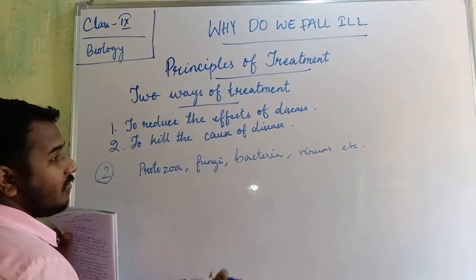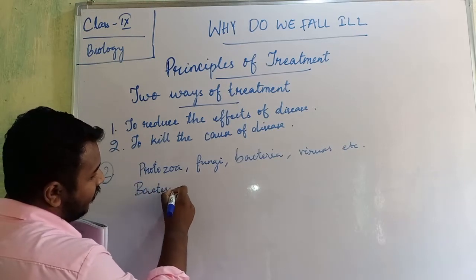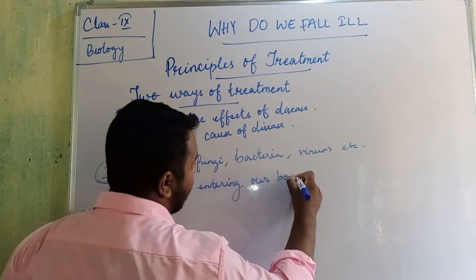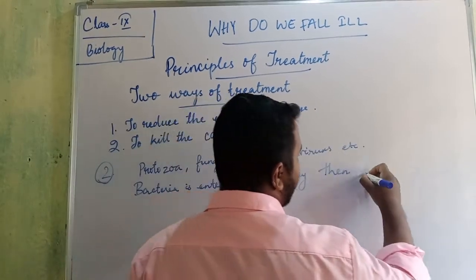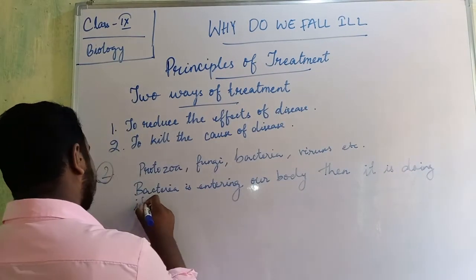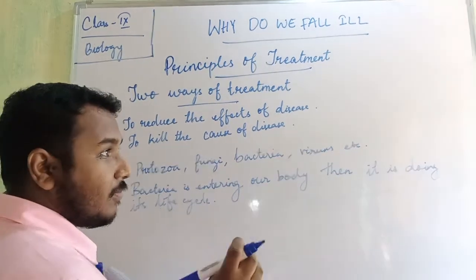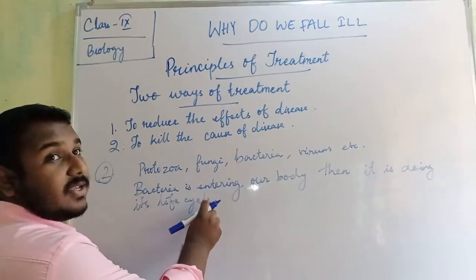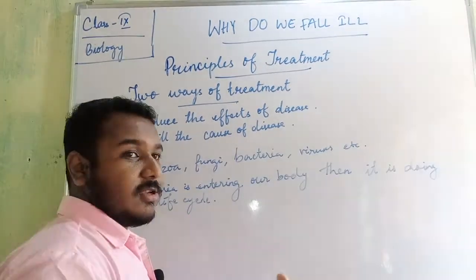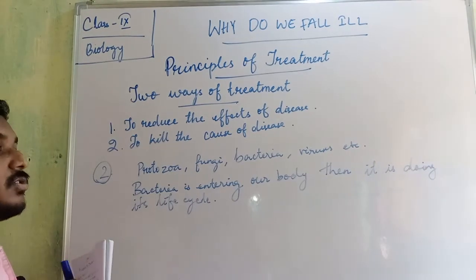How? Suppose a virus or a bacteria is entering our body. Then it is having its life cycle. If we do not take the medicine which will kill this bacteria, then its life cycle will continuously go on in our body. Means from 1 to 2, 2 to 4, 4 to 8, like this they will divide, and their quantity will also increase.